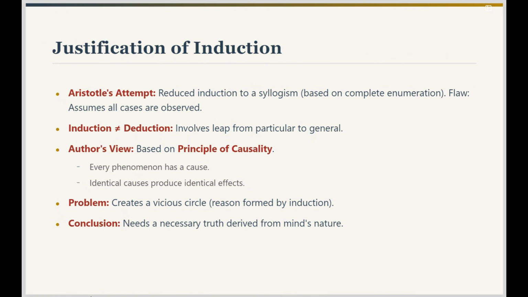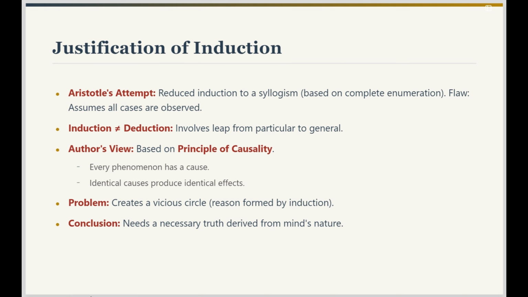Okay, step 2 of induction is the big jump, generalizing from what we've seen to what we haven't. What justifies this leap? Aristotle tried to sneak induction into deduction, but his example only works if you've seen all the relevant cases. Impossible. So induction is fundamentally different. It crosses a gap. Reid and the Scots suggested it's just an innate belief in nature's consistency. We assume the future will resemble the past. But the author argues for something deeper, the principle of causality. If everything has a cause and identical causes produce identical effects, then the laws we discover in specific cases should hold universally for identical cases.